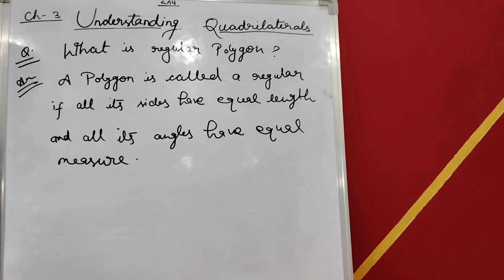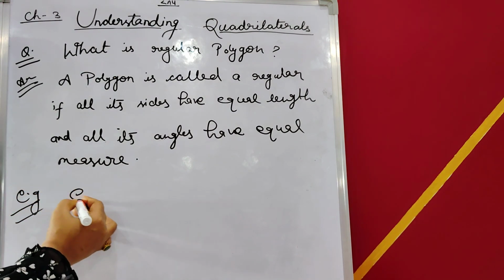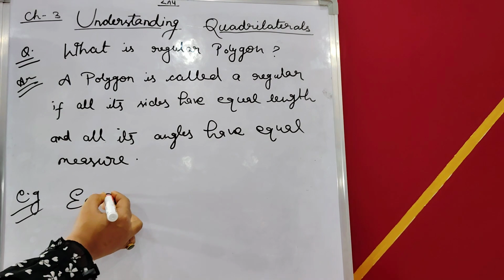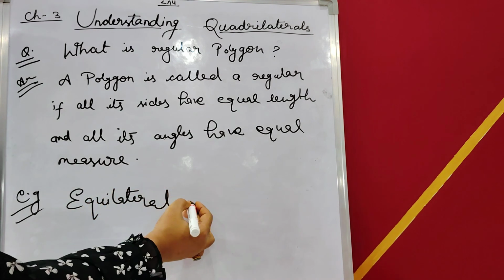If it is asking what an irregular polygon is, you can say polygons which are not regular are known as irregular polygons. You can give an example over here like the equilateral triangle.